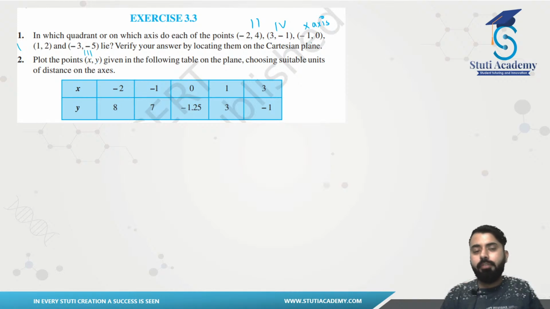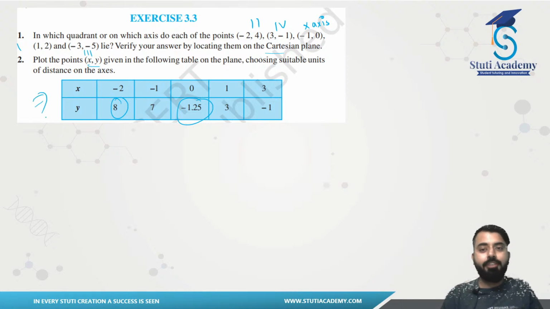And then you have to verify them. You can just plot them on your own and verify them later on. Now let's see what we have next. Plot the points which are these, and we have to plot them on the graph and use suitable units. Your maximum value of x is 8, and the minimum value is negative 0.125. You can easily plot them. You can just draw the graph and plot them on your own.